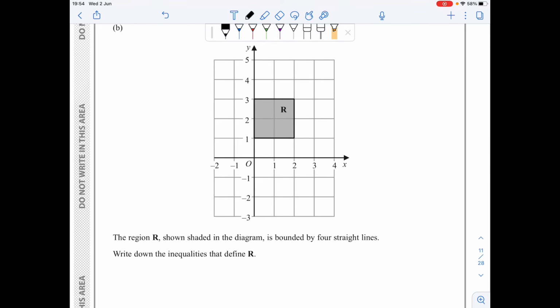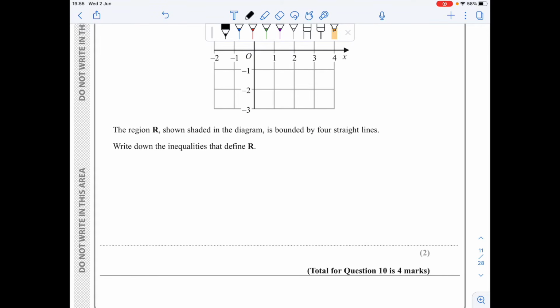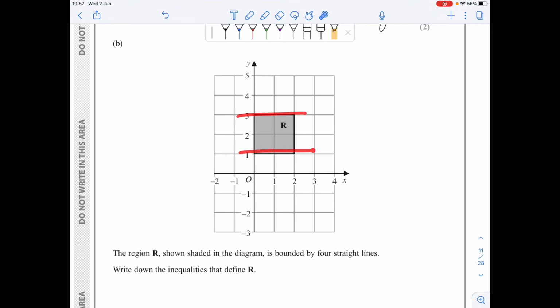For part B, I need to write the inequalities that define region R. I've got two inequalities, one that restricts the x values, one that restricts the y values. So the x values are between 0 and 2. The y values are between 1 and 3. So my inequalities would be 0 ≤ x ≤ 2 and 1 ≤ y ≤ 3. The reason I'm including the 'or equal to' in the inequality sign is that the four lines are solid and not dotted.